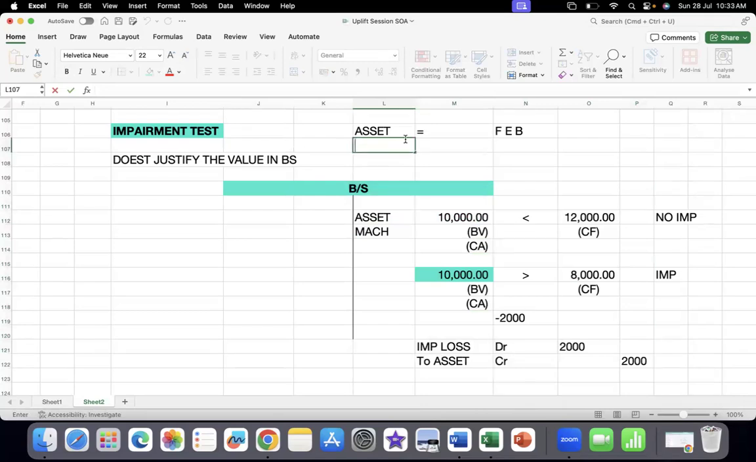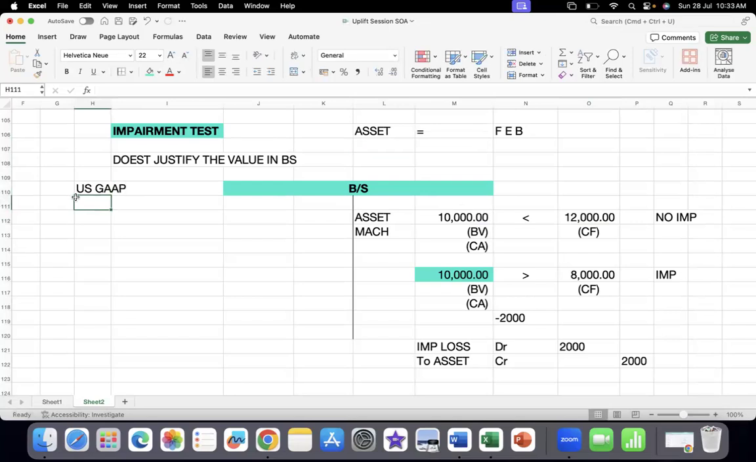Impairment means that something is not justifiable. I have to check that. Asset means it should give me a future economic benefit of 10,000 or 12,000. If it is more than that, we are not supposed to increase the value because we are not supposed to record the revenue. So this is as per the US GAAP.